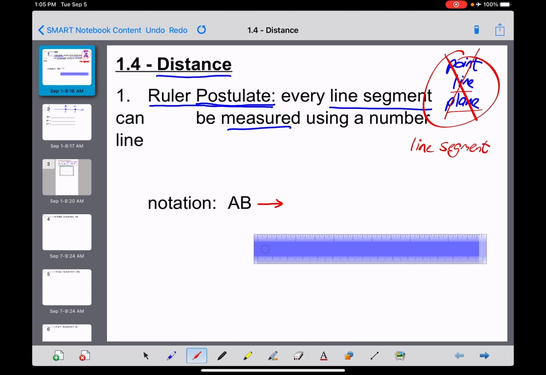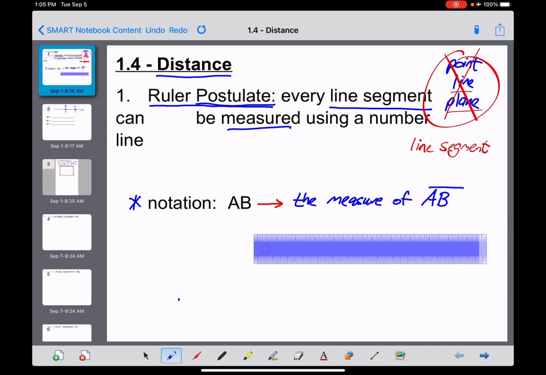So the ruler postulate just tells us that. I want to make sure that everybody understands this notation right here. It's not a typo, and I didn't forget to put the little bar at the top. The bar at the top means line segment AB. But when you see just two capital letters together with no symbol there, what that means is that we are supposed to find the measure of line segment AB.